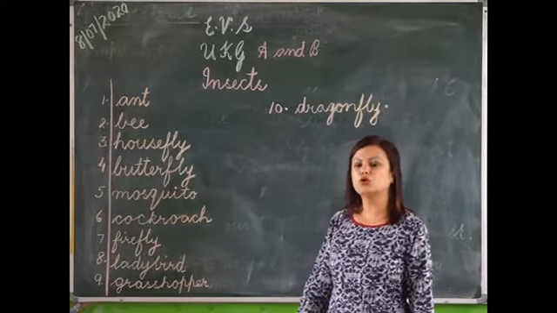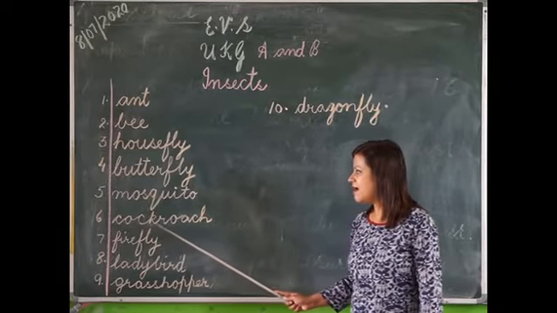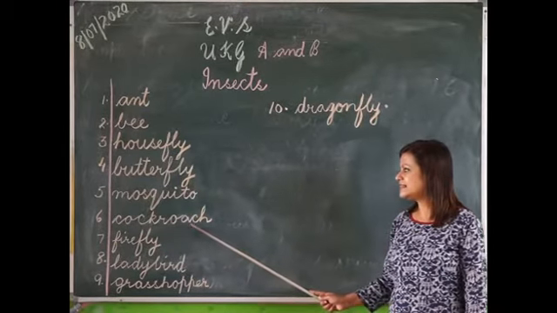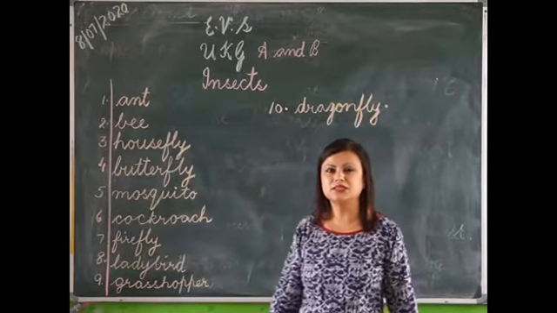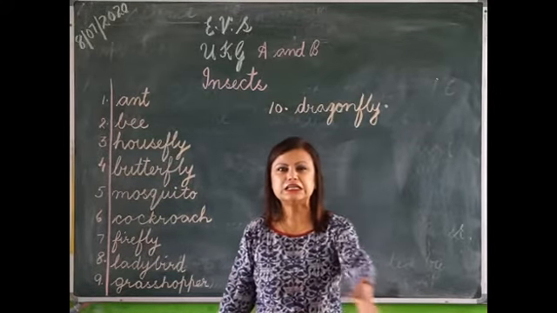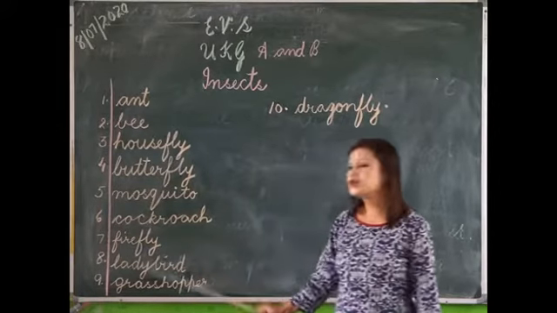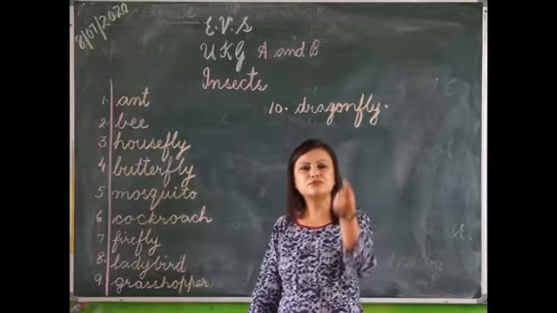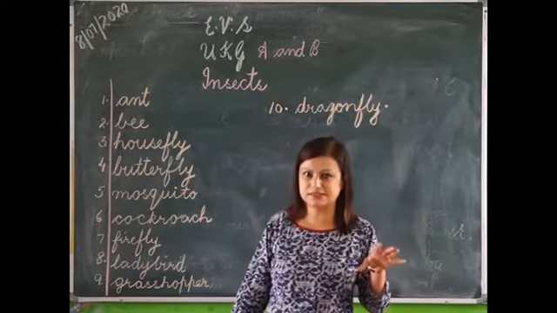Next is cockroach. What is it? Cockroach. C-O-C-K-R-O-A-C-H. Cockroach also comes in the kitchen, isn't it? To eat all the remaining food that is on the floor. Some cockroaches are small and some are very big, scary cockroaches, isn't it?